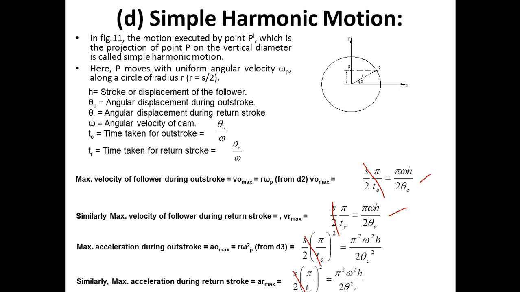In the same way, maximum acceleration is pi square omega square h divided by 2 theta naught square. Then the maximum acceleration during the return stroke is pi square omega square h divided by 2 theta r square. So note down these equations for simple harmonic motion. Only these terms you remember; the first one is not required.